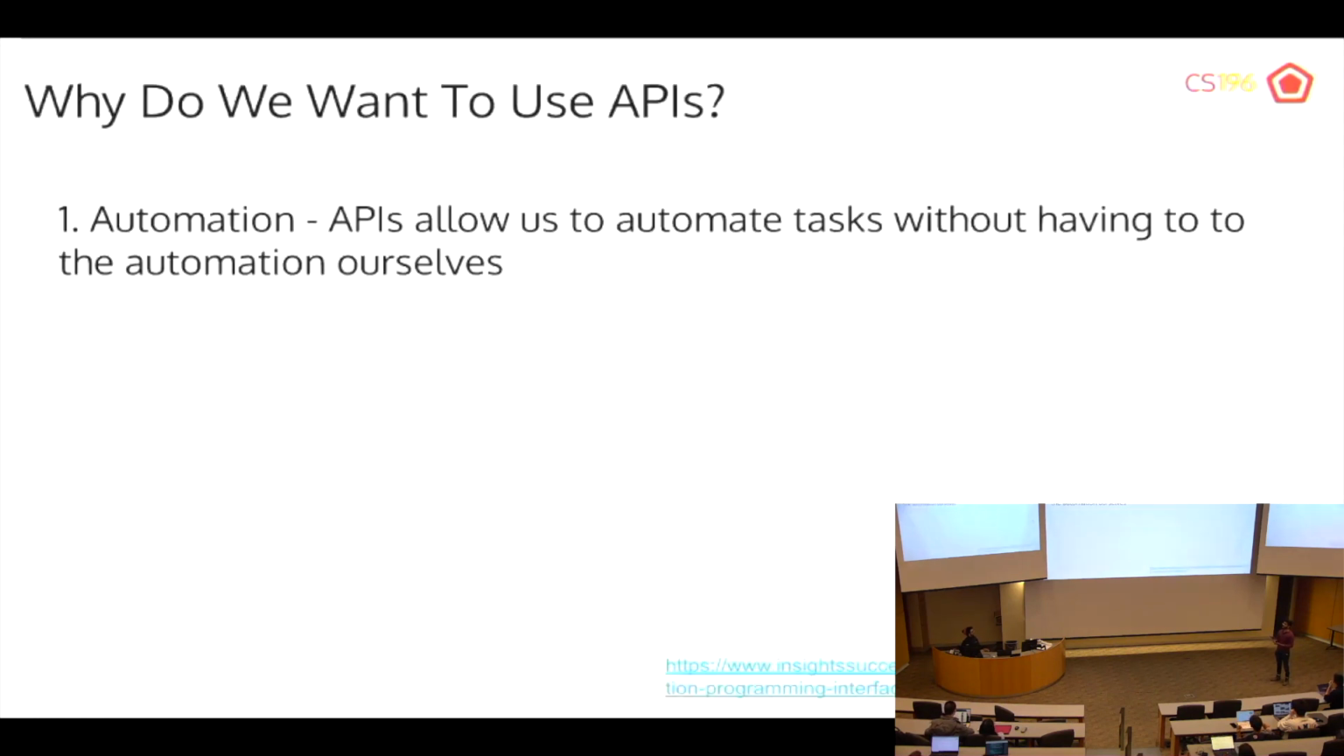So let's look at the advantages of using APIs. So firstly, automation. APIs allow us to automate tasks without having to do the automation ourselves. It's very nice to be able to outsource work when code for that already exists. There's no need for us to reinvent the wheel over and over again.